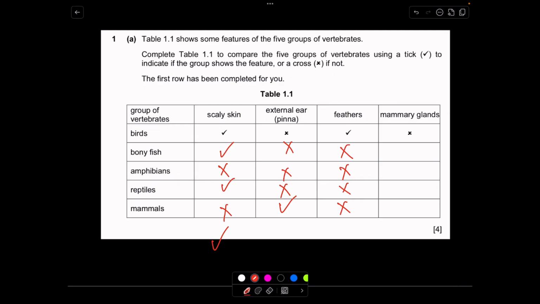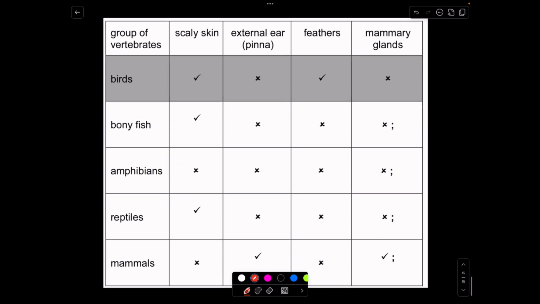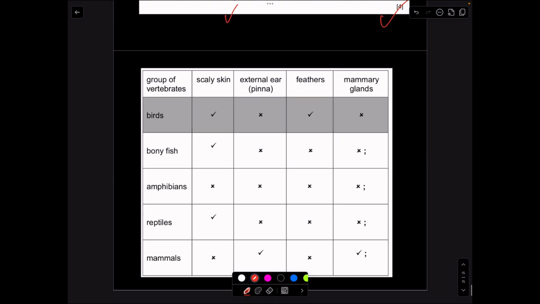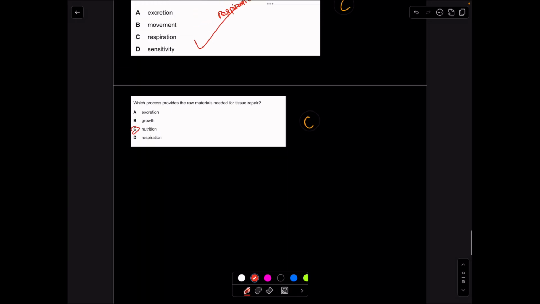Mammary glands, okay. Obviously, all of them won't except for mammals, okay. That's a straightforward table, guys. This would have given you 4 marks in your board exams. Really easy, 4 marks. Now, that's the end of the questions for today.